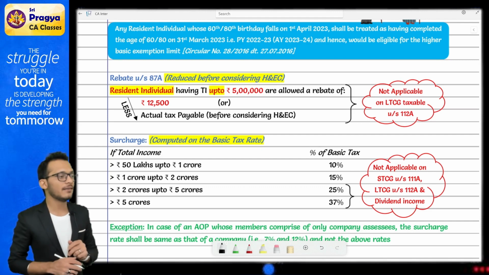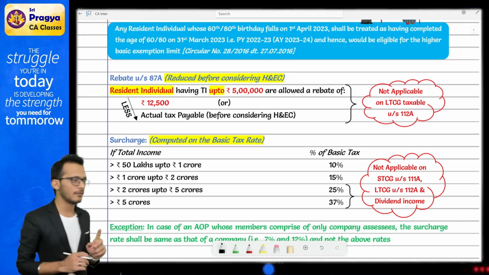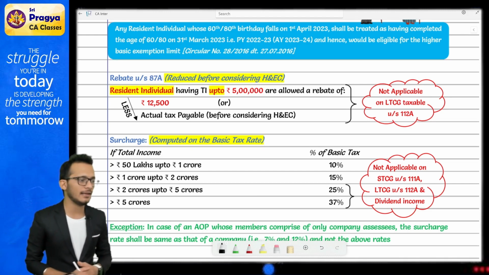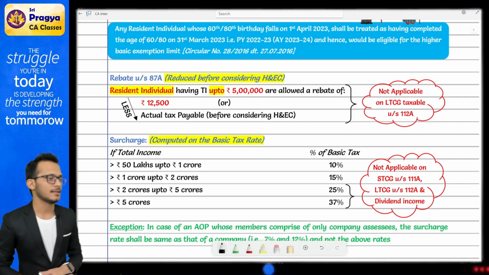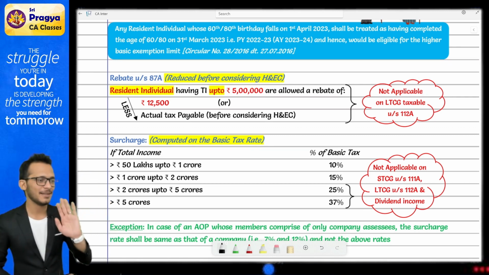But the problem is whenever you get a rebate, you don't get rebate on 112A. 112A or LTCG is always taxable. You have to bare minimum pay the tax along with the cess. Yes or no? Yes, we have done some big examples on that. Keep it in mind.